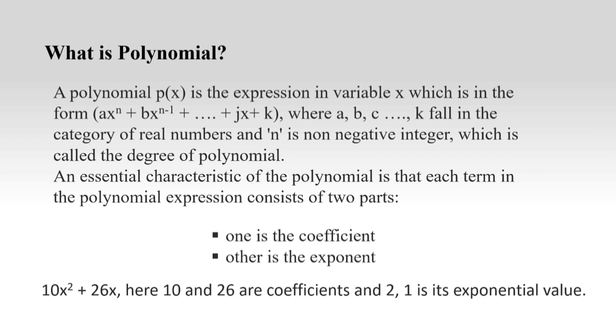An essential characteristic of a polynomial is that each term in the polynomial expression consists of two parts. One is the coefficient, the other is the exponent. Consider the following example: 10x^2 + 26x. Here 10 and 26 are coefficients, and 2 and 1 are the exponent values.